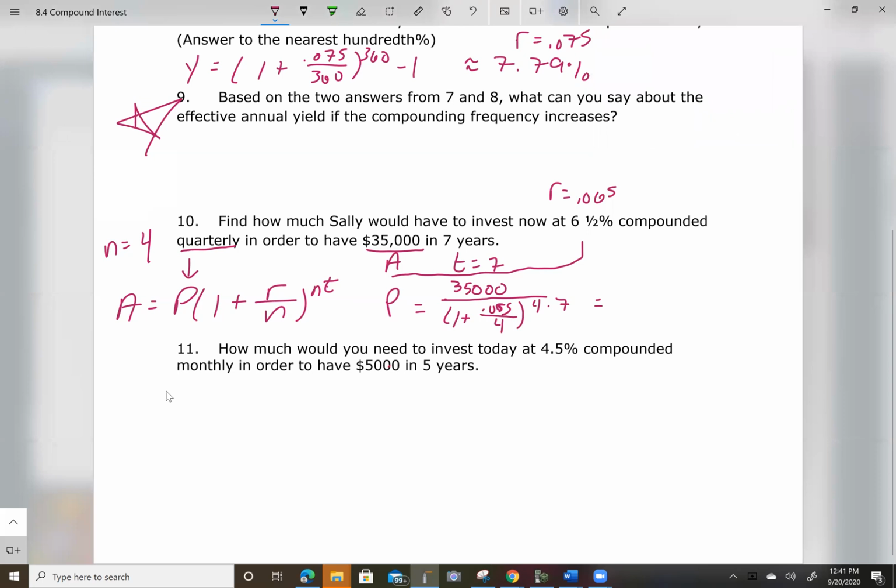And then I'll help you set up the second one, but I'll have you solve it. So here, or number 11 anyway, we want the present value is equal to my future value, 5,000, divided by 1 plus my rate, which is 0.045, divided by my n, which is monthly, so my n is 12, to the power of 12 times 5. And that's all on the denominator. Okay, let me know if you have any questions.